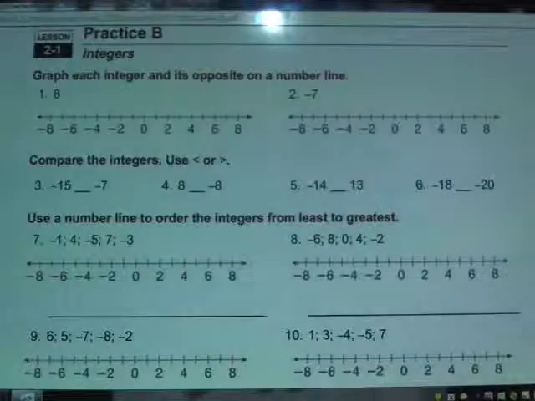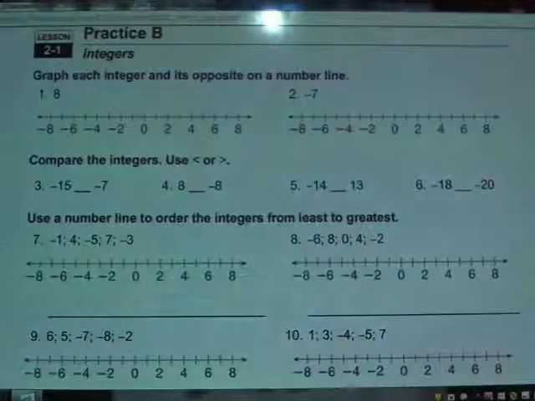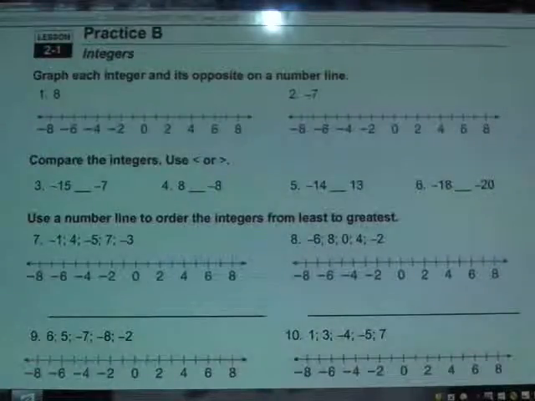This is the homework helper for 7th grade, Chapter 2, Section 1, Integers. So as you can see, questions 1 and 2, they're asking you to do the same thing. They're asking us to graph the integer and its opposite on the number line. So let's go ahead and do number 1. You'll approach number 2 in much the same way.